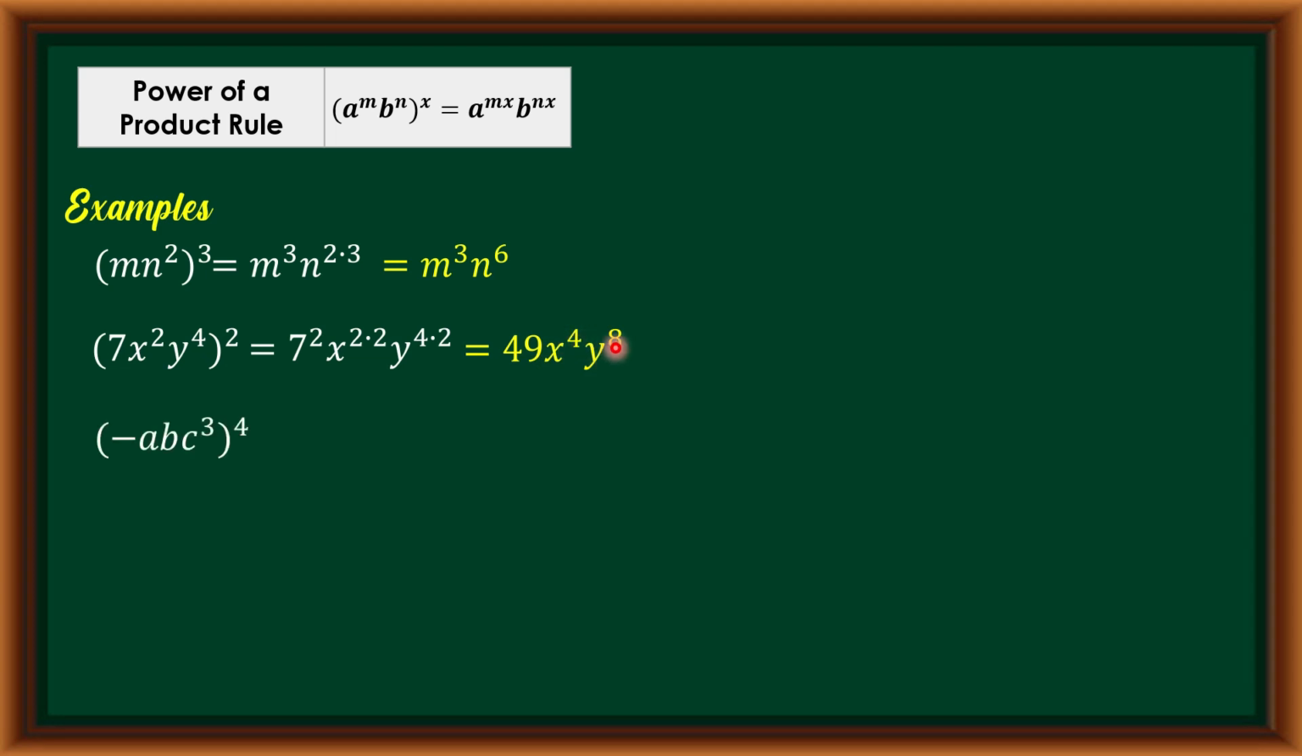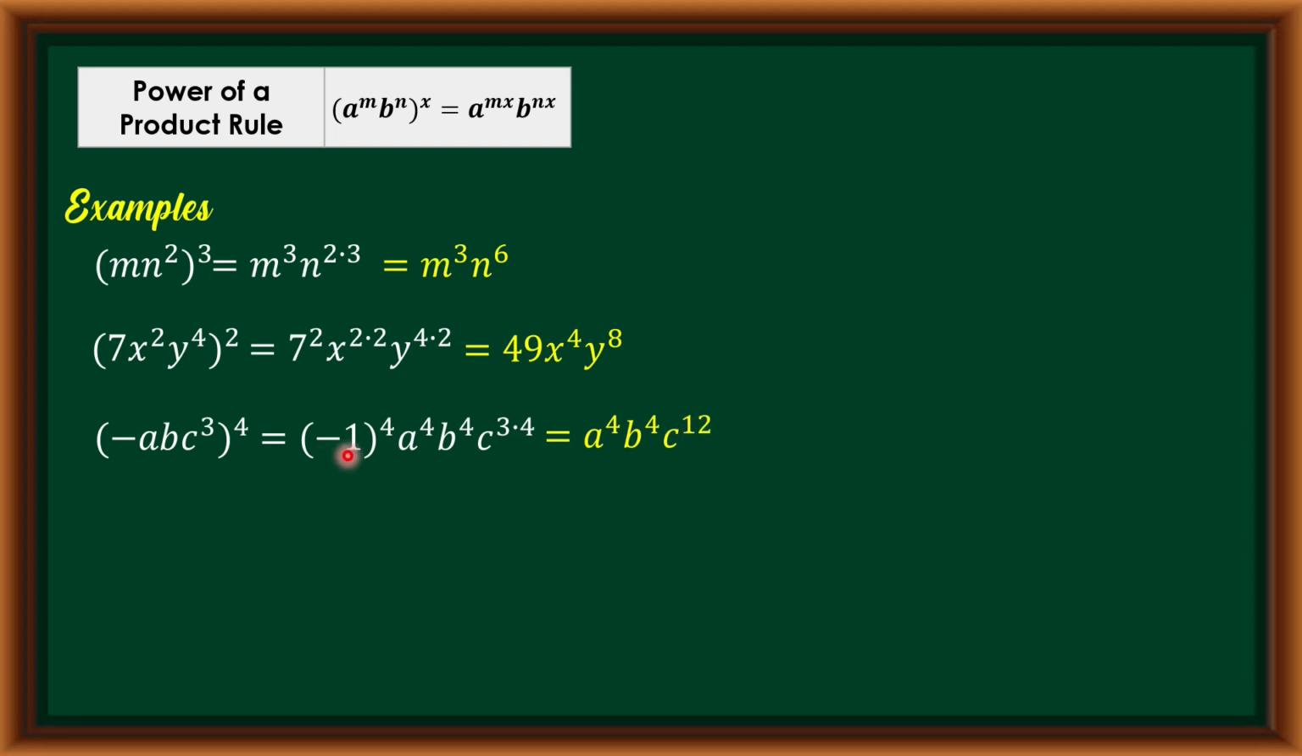Next, last example, we have quantity negative ABC cubed, raised to 4. The same, we will distribute 4 to the expressions inside the parentheses, including negative 1. So we have quantity negative 1 raised to 4, A raised to 4, B raised to 4, and C raised to 3 times 4. Simplifying that one, the answer will be A raised to 4, B raised to 4, and C raised to 12. What happened to this one?